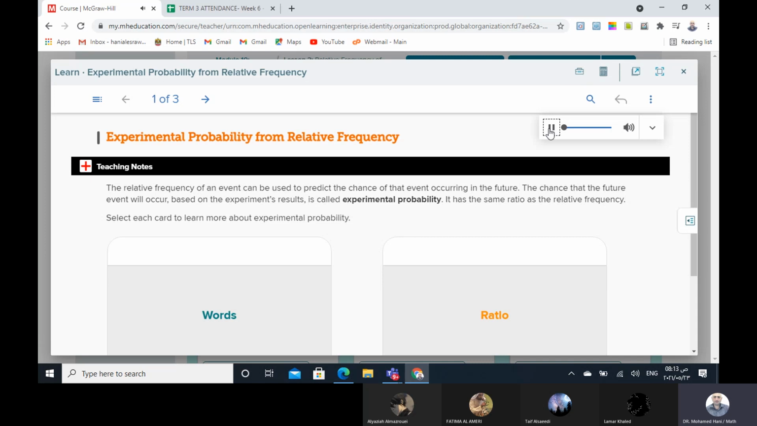Experimental probability from relative frequency. Teaching notes. The relative frequency of an event can be used to predict the chance of that event occurring in the future. The chance that the future event will occur, based on the experiment's results, is called experimental probability. It has the same ratio as the relative frequency. Select each card to learn more about experimental probability.